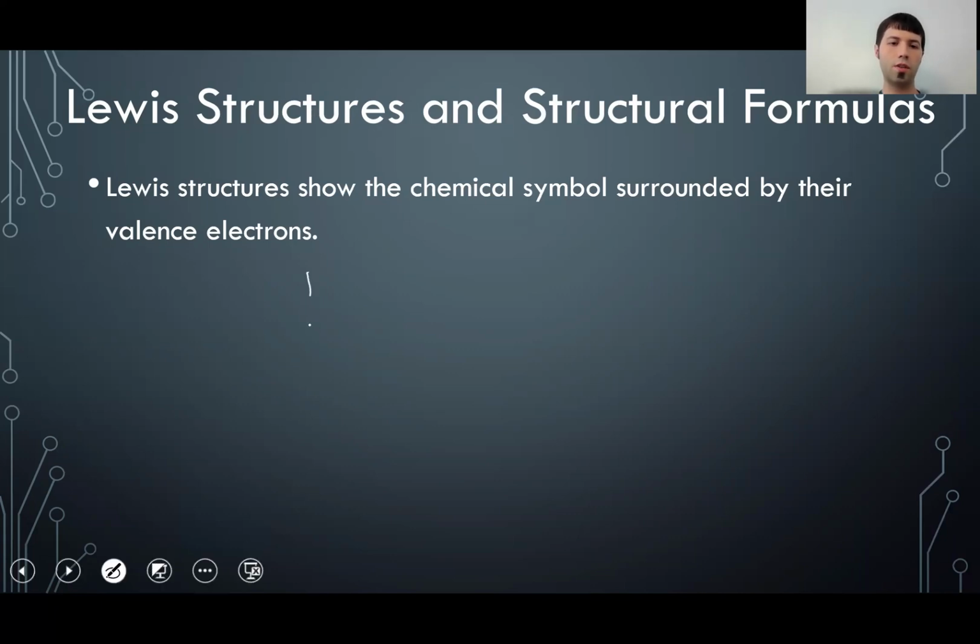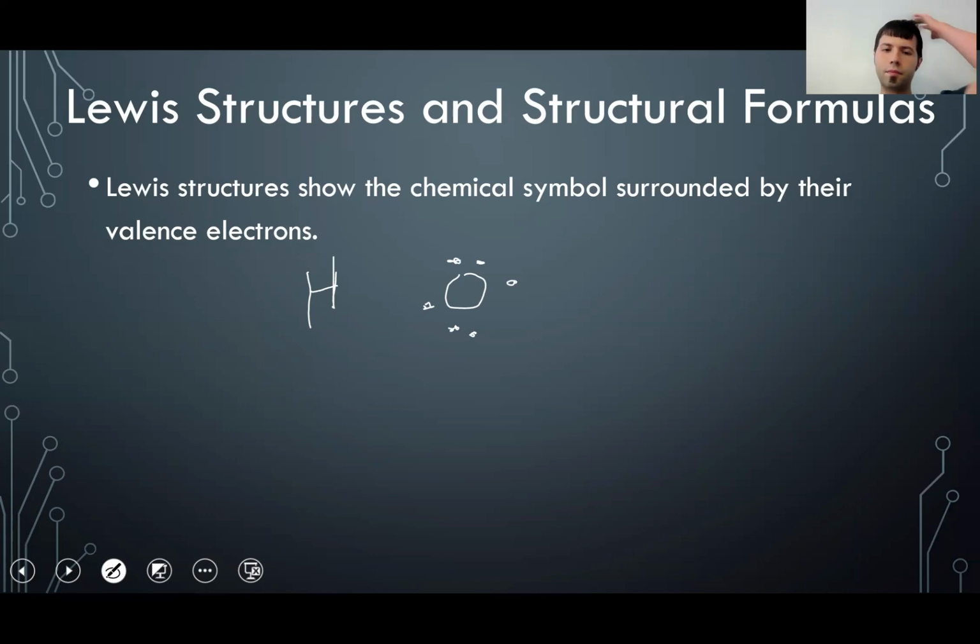I'm going to start with hydrogen. Hydrogen has 1 valence electron. So to represent hydrogen, I just write H for hydrogen, and then I draw a little dot for its one valence electron. And I'm also going to do oxygen. Oxygen has 6 valence electrons, so 1, 2, 3, 4, 5, 6.